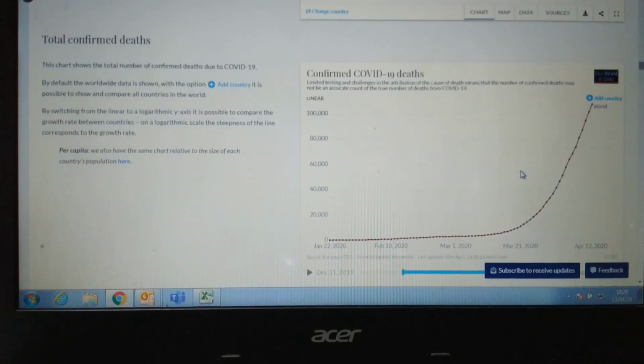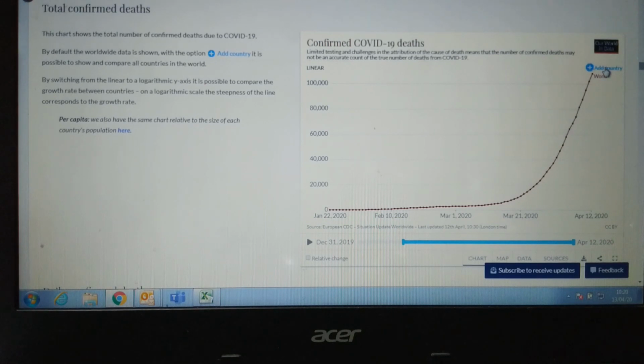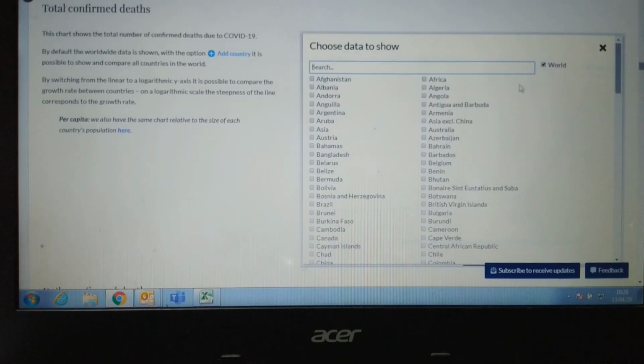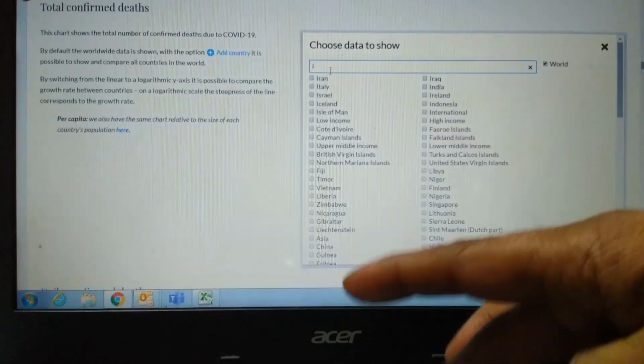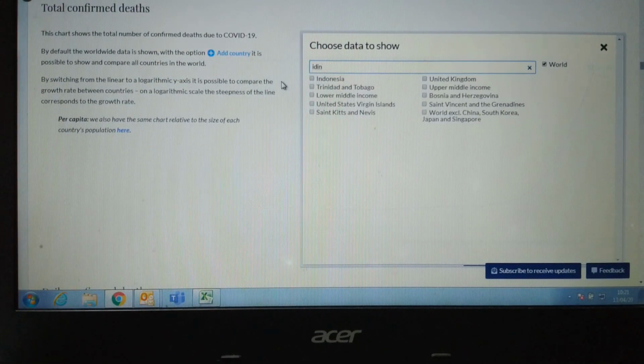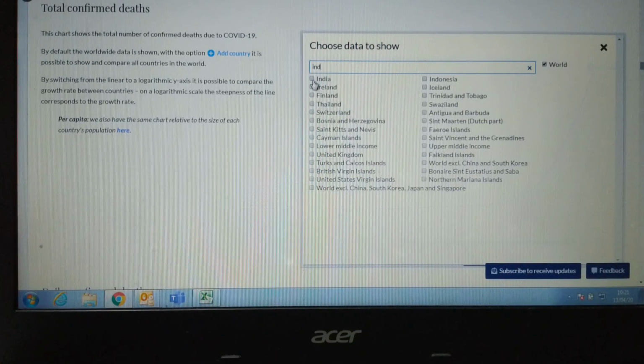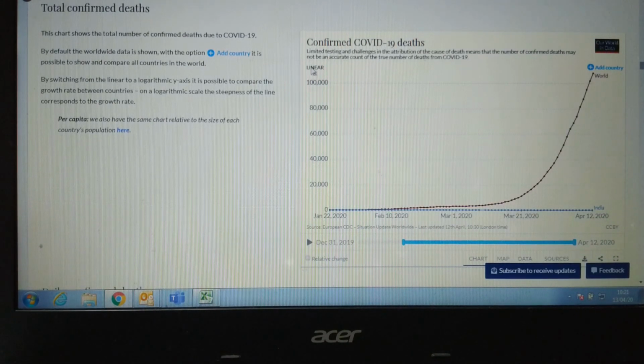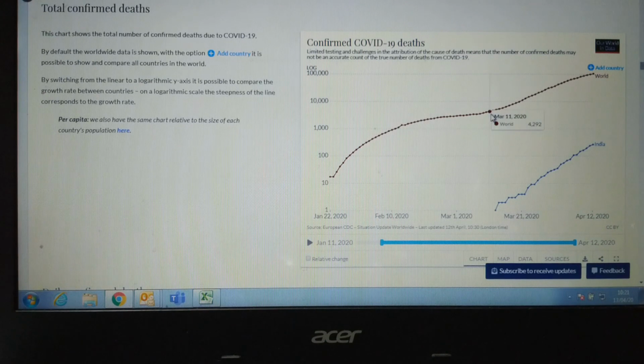Now how India is doing in terms of that. Let's check the add country and I will put India here. We cannot really make it out because it's a linear scale. Let's go to log scale and we can see this is the world's curve and this is India's. As you can see, the curve for India's confirmed COVID death has a little higher slope than this one. The doubling time is 9 days versus 5 days.